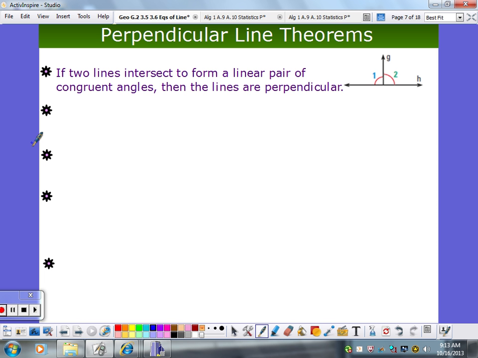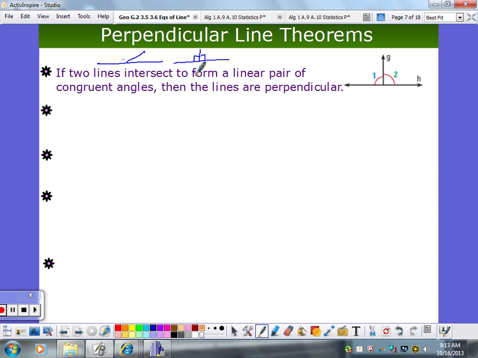If 2 lines intersect to form a linear pair of congruent angles, then the lines are perpendicular. Does that make any sort of sense? First of all, linear pair, remember what that is? You've got the straight line and 2 adjacent angles, right? So if these angles are congruent, what must each angle be? They must be 90 degrees. If they're both 90 degrees, then they are congruent, right?